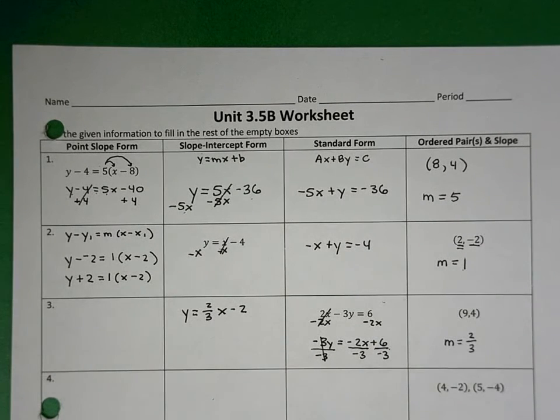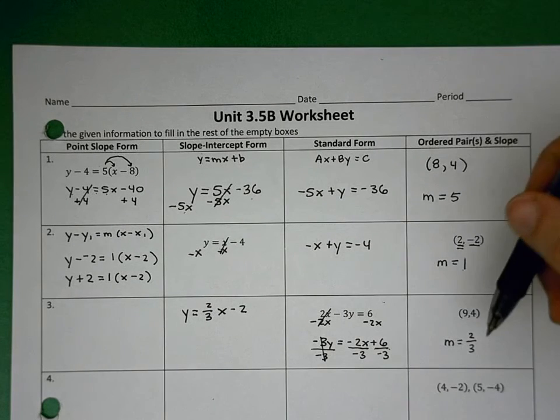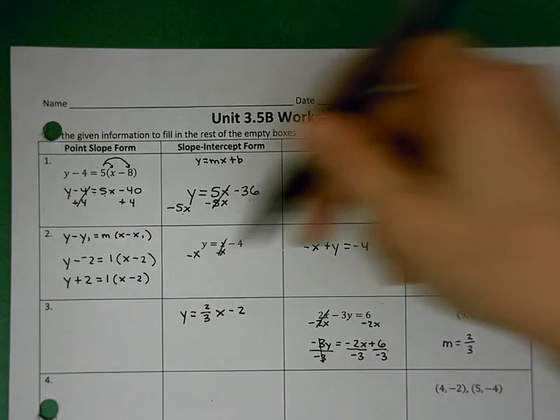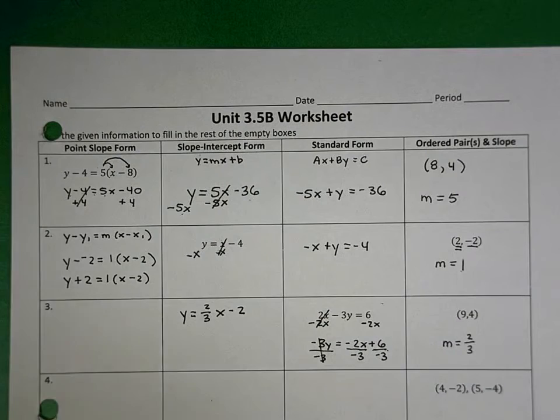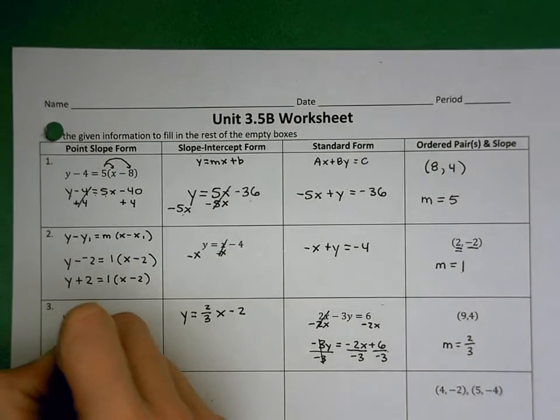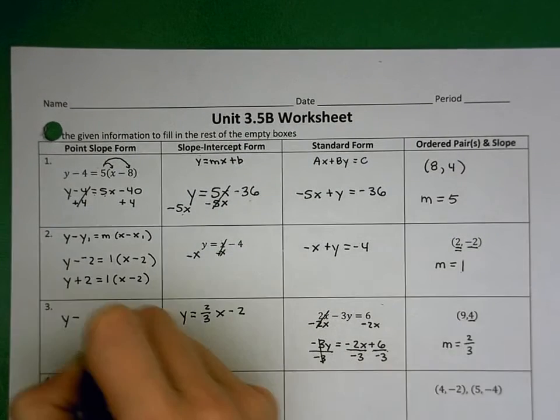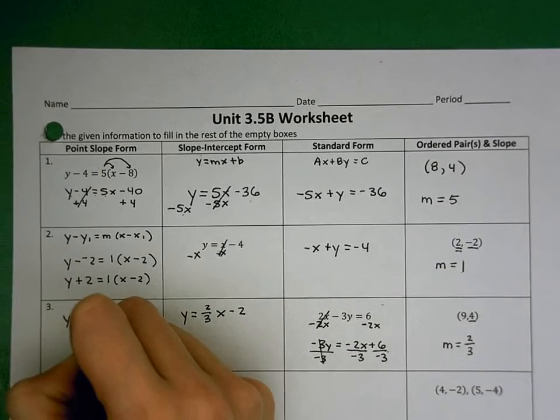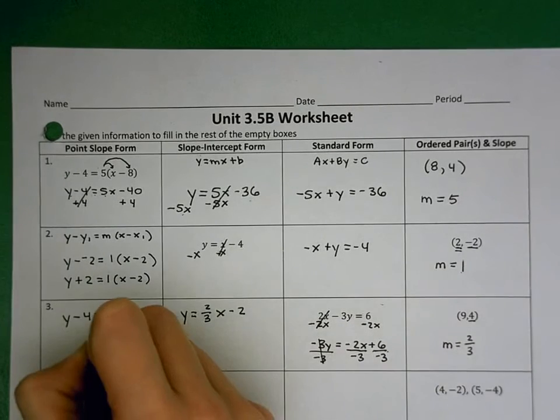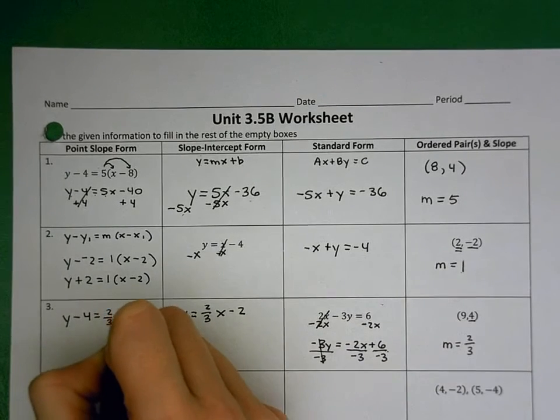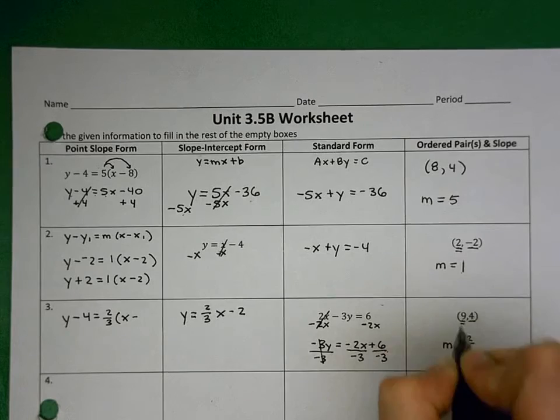Okay, and now it's the same thing we did in number 2. I have a slope, I have a point. I can put it in my point-slope form. Y minus my y1 equals my slope, which is 2/3, x minus my x1.